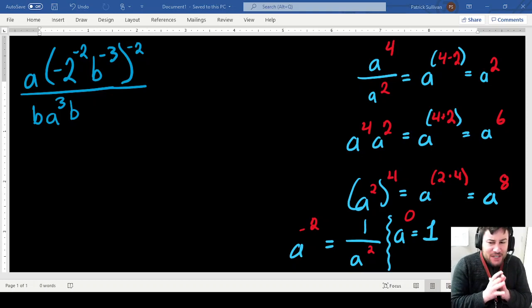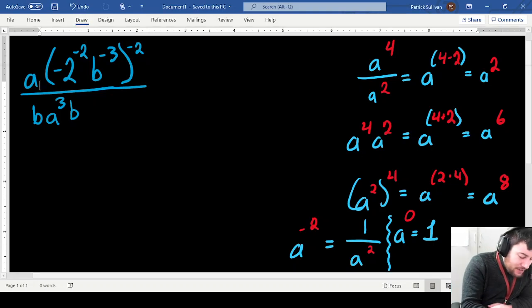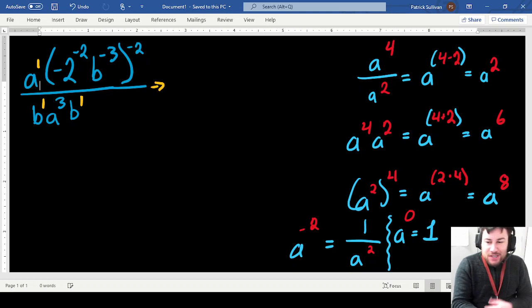All right, so the first thing I'm going to do is add in my ninja ones where I need to add them in. In this case, I've got three that I can add in. I've got one here, and then one here. So that's my first step, kind of like prep.